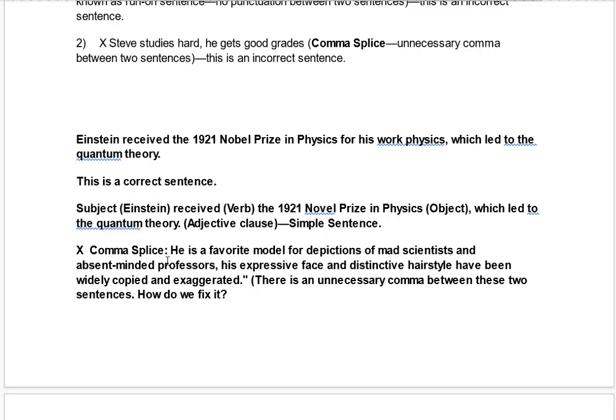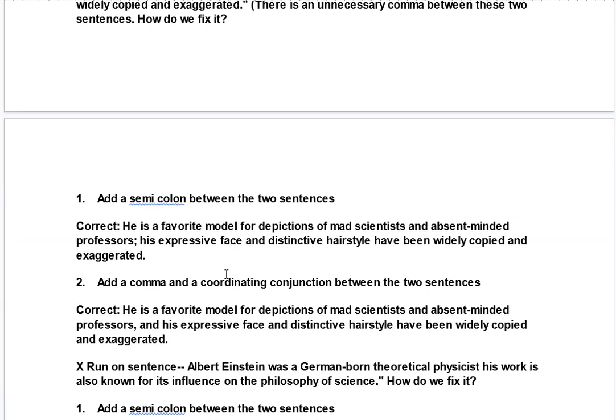Here, comma splice. He is a favorite model for depictions of mad scientists and absent-minded professors. His expressive face and distinctive hairstyle have been widely copied and exaggerated. So there is an unnecessary comma between these two sentences. So how do we fix this? He is a favorite model for depictions of mad scientists and absent-minded professors. So you add a semicolon.